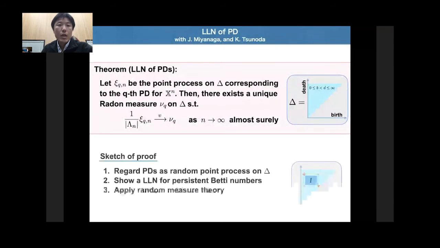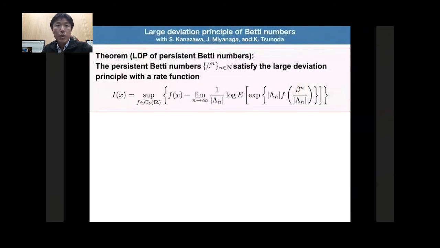So now we know the averaging behavior of the persistence diagram. But the main topic today is to study the rare events of the persistence diagrams. And let me move on to that part. Let us move on to our recent results about the large deviation principles. This is a joint work with Kanazawa, Miyanaga and Tsunoda. And under the same setting so far, we can show that the Betti numbers satisfy the large deviation principle with the following rate function I. Well, the rate function I looks very complicated, but of course you don't need to remember it.